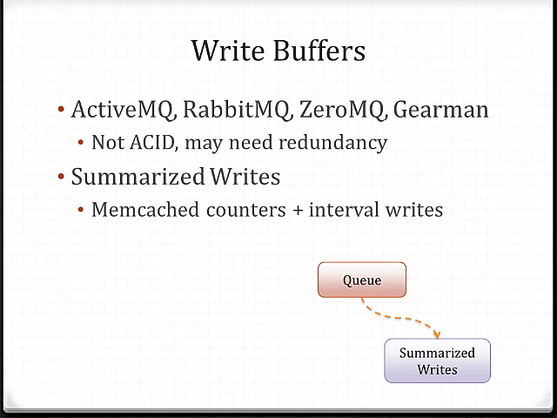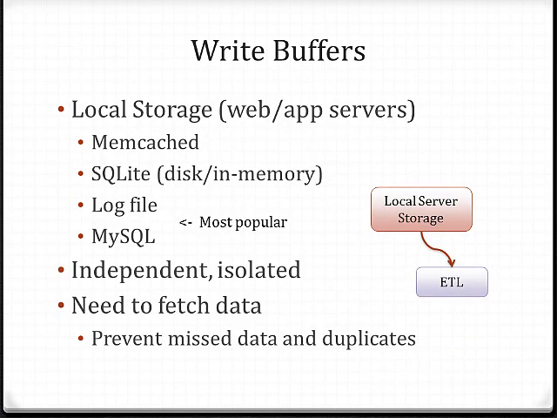Summarize writes, so this is just quickly, an example here is you have memcache counters, and once every 5 minutes you write to the database instead of flooding the database with counters, right? And the thing is, if memcache crashes, you don't mind that much, so not really a big thing.